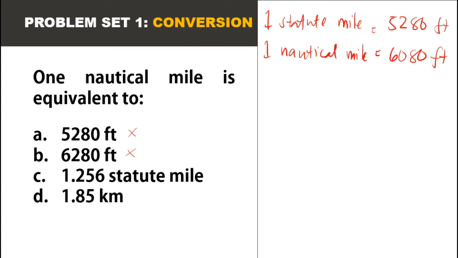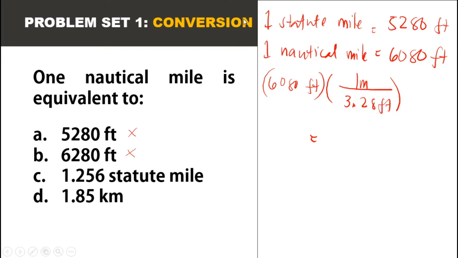Let's try converting this nautical mile to kilometers. For 1 nautical mile, we have 6,080 feet. We have the conversion: 1 meter is 3.28 feet. We have this feet to meter.